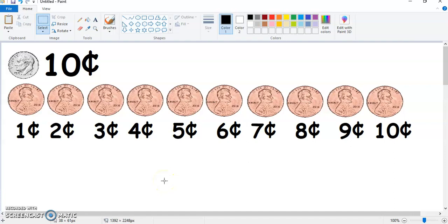All right, my friends, here we go. So we know about pennies, we know about nickels, we know about dimes, and we know about quarters. Today we're going to practice counting on from dimes and quarters.